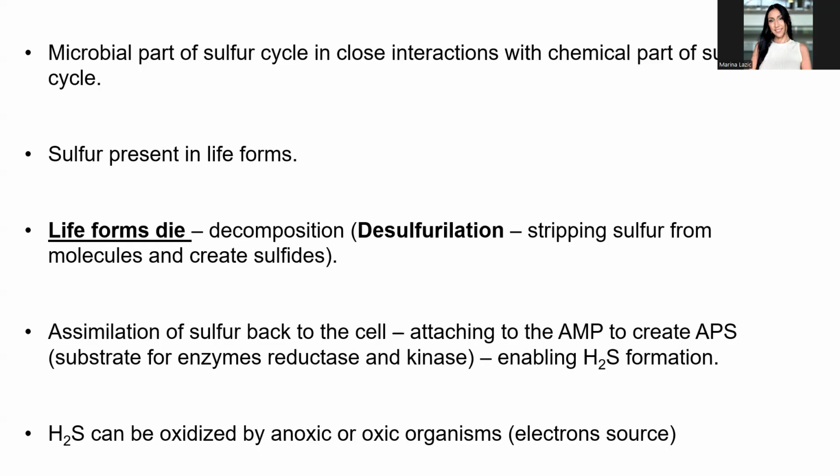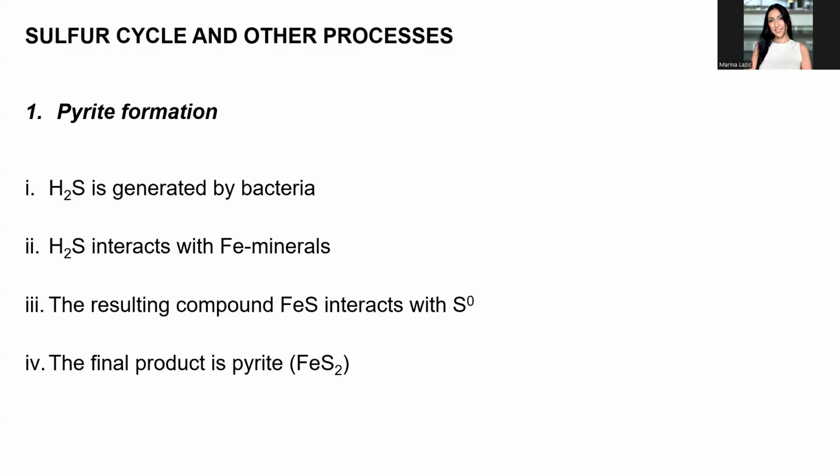And this is a mini summary of some processes that we talked about last class that are involved in the sulfur cycle. Just again, a reminder, you already heard about it. So hydrogen sulfide is formed by sulfate-reducing bacteria. It interacts with metal minerals, with iron minerals. Iron sulfide interacts with elemental sulfur, and pyrite is the product.